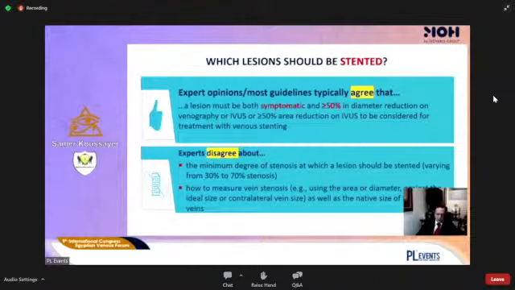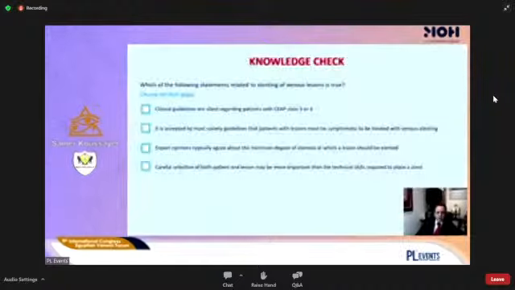So they did not agree on how we measure the venous stenosis and the minimum degree of stenosis which needs to be stented. But everyone agreed that if you have more than 50% stenosis and the patient is symptomatic, they need to be stented.